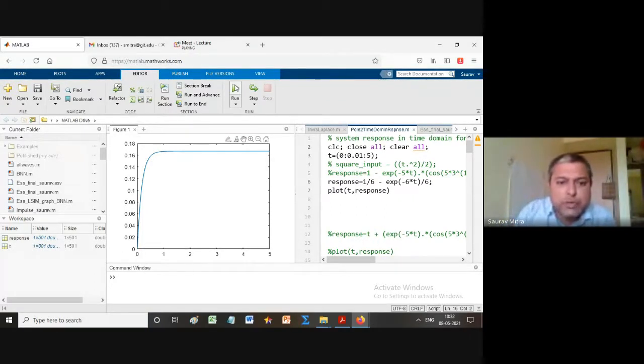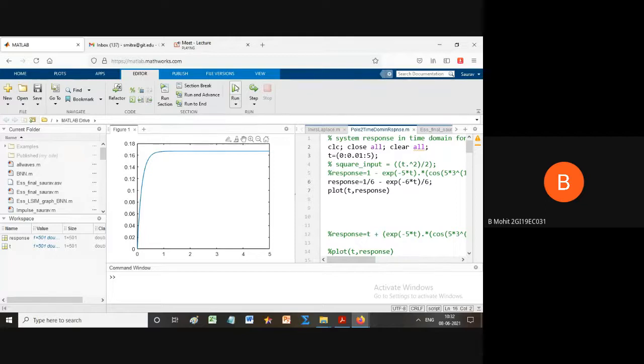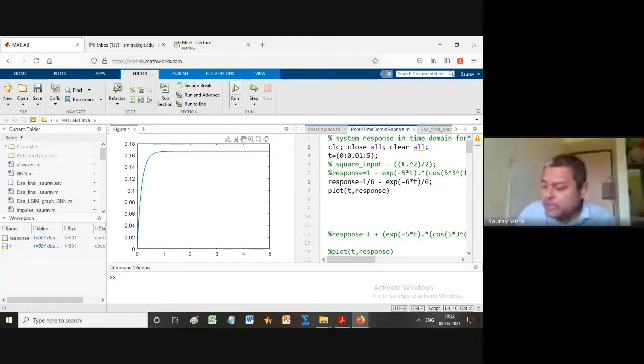Is the output visible? Yes, out of the blue graph? दिख रहा है ना? Yes, sir. Okay, so what is this? This is actually the step response of the system. Step response means this is CT. Okay, so what is the CT value? What is the CT value here? You can check.